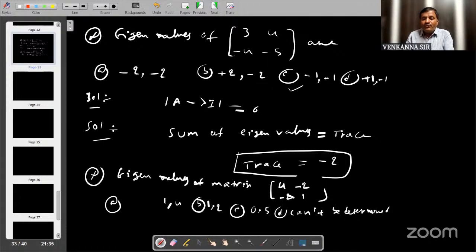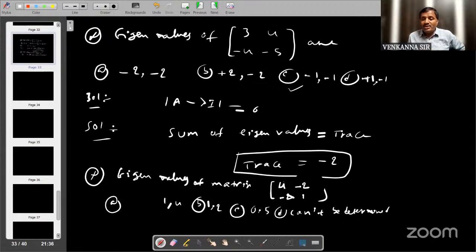Trace is equal to 5. The trace is the sum of the principal diagonal elements. Which sum of the eigenvalues is 5? 1, 4 is 5. 0, 5 is also 5. Both are giving the answer 5. Sum of the eigenvalues is the trace. But which one is correct out of these two? We have to go with another property.